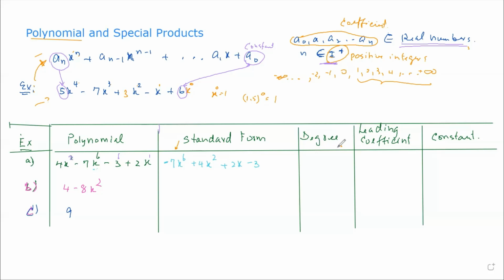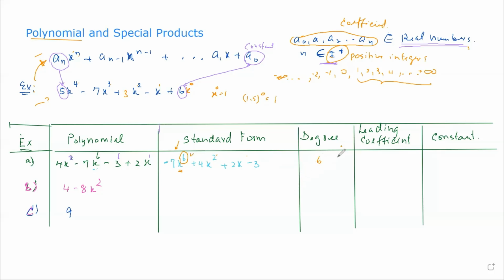But then you want to answer the degree. Which one is the degree? The highest degree of the variable is what? This one, correct? This is power 6, then power 2, power 1, and x power 0. So you answer: degree equal to 6.